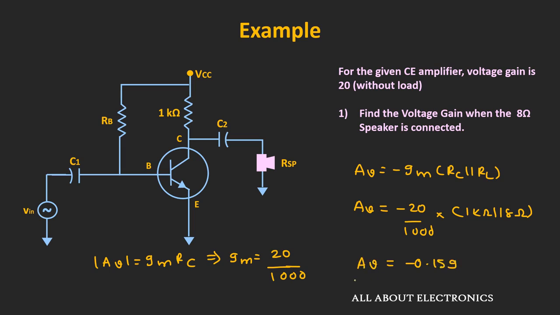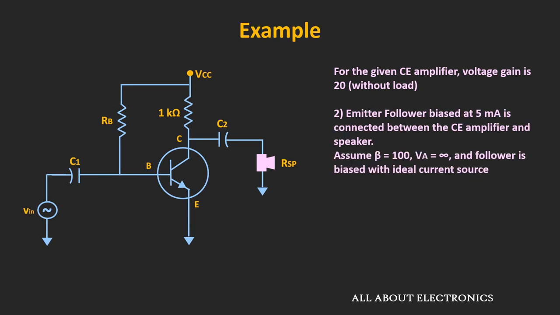So as you can see, there is a drastic reduction in the voltage gain. And instead of amplifying the signal, it is actually attenuating it. So now in the second case, let us see what happens when we connect the emitter follower between the amplifier and the speaker. And in that case, let us find out the voltage gain.